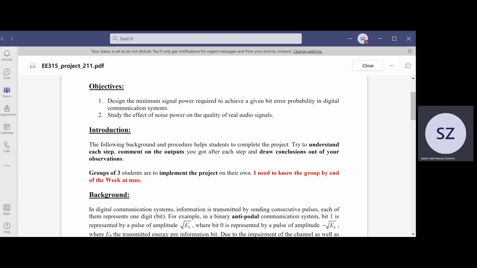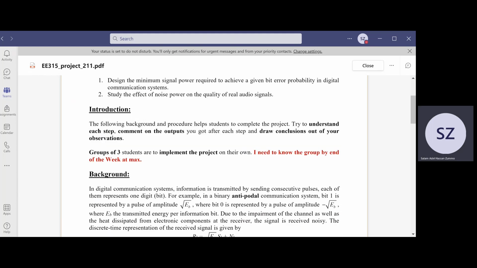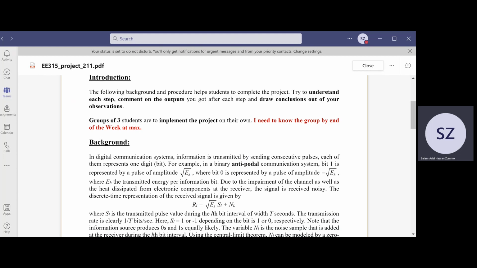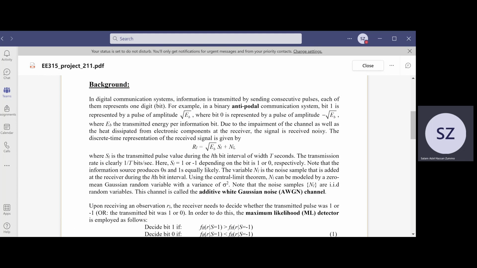And after we do this, we'll ask you to create an audio file from your voice and insert it inside that system, so that you can see what happens as you add more and more noise. It will be fun, inshallah, if you do that. So we start with the background, we talk about the procedure. If you understand the background and then follow the procedure, it should be easy.